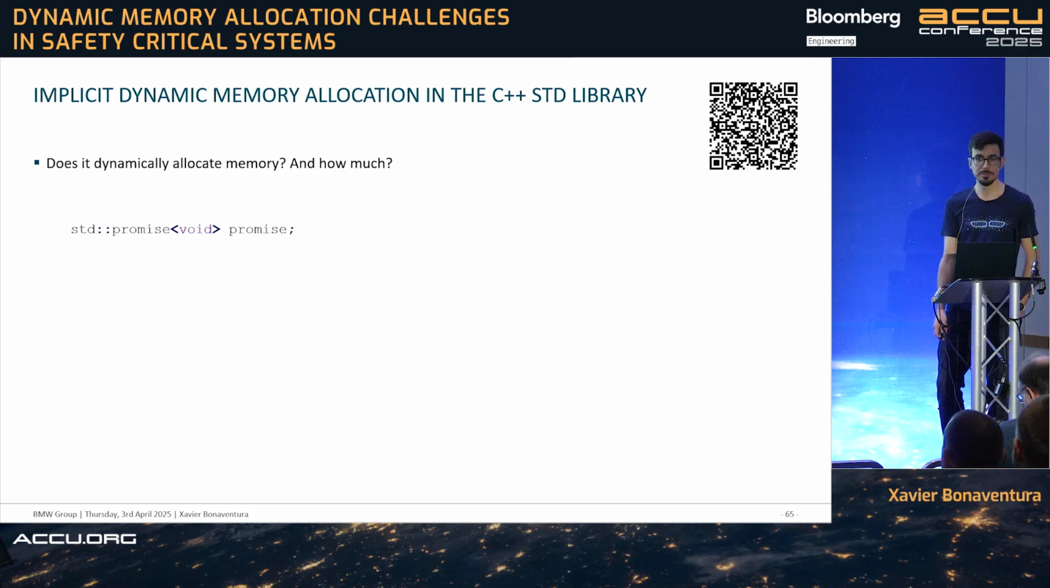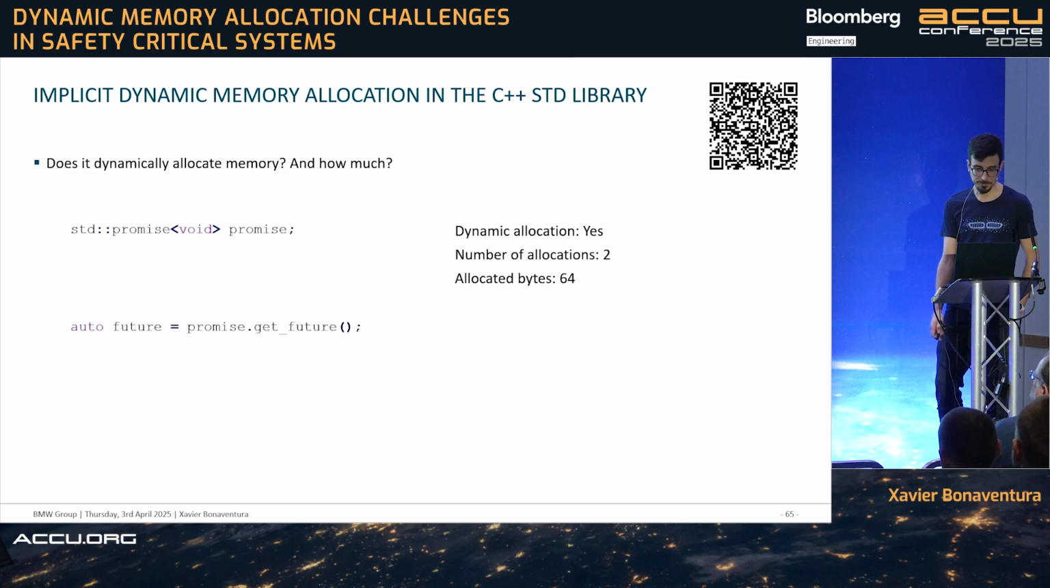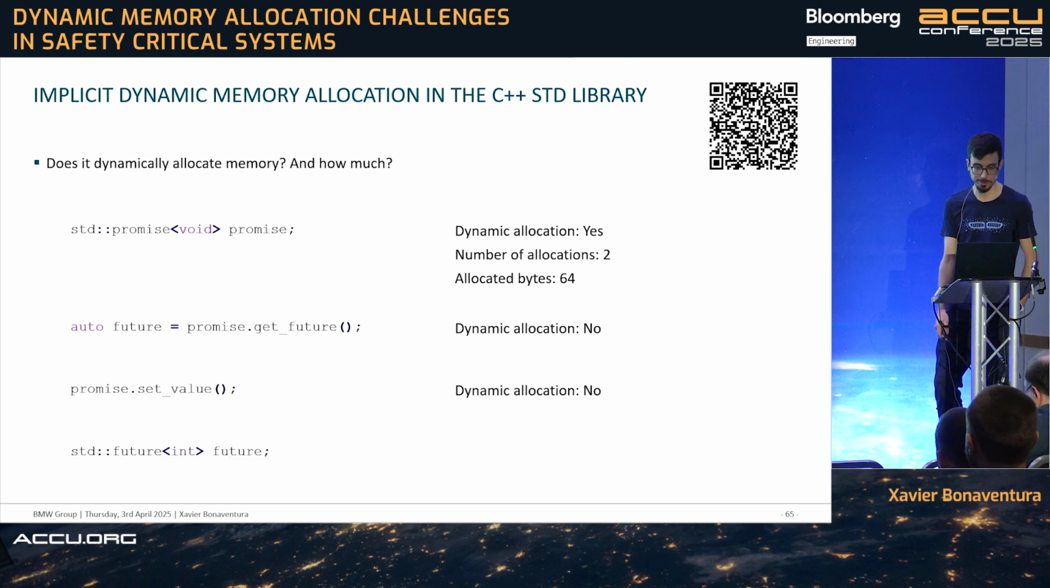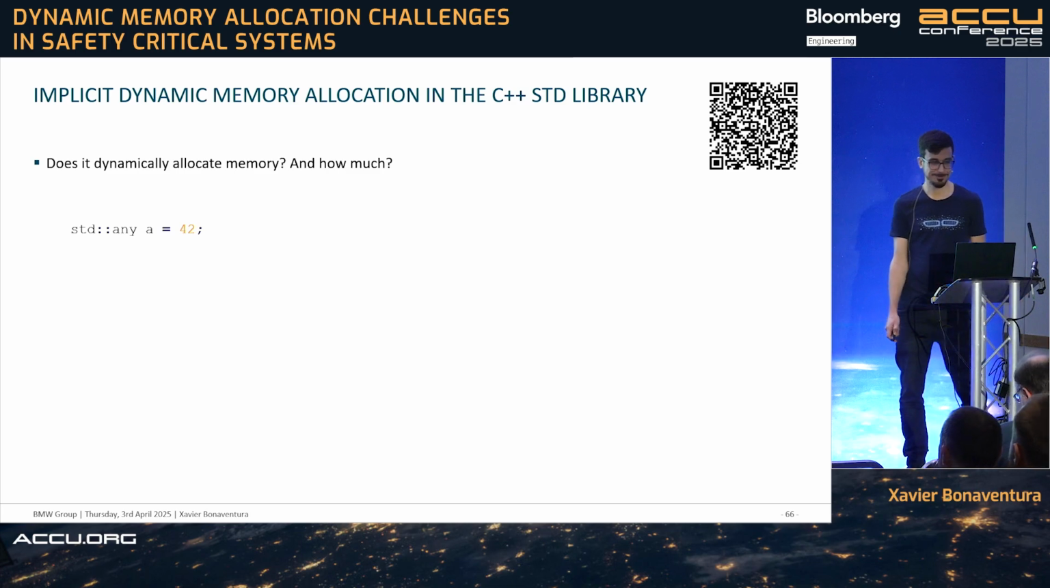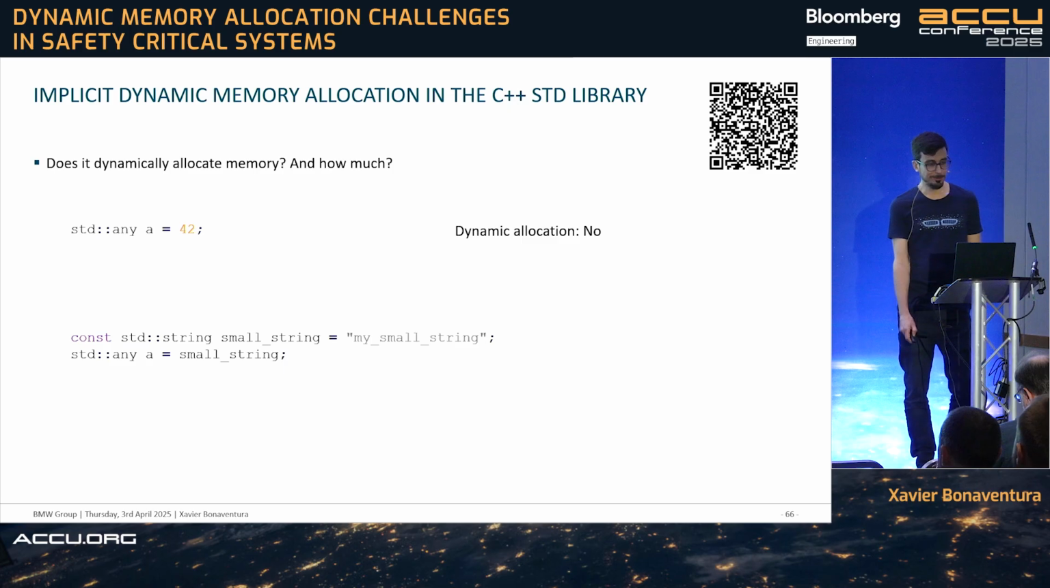Okay, we want to create a promise. Does it allocate? Yes, it allocates. It already grabs all the memory. What if we want to call get_future on a promise? No, we already did everything on the promise. What about if we want to set the value? No, I mean, we already paid for it. And if we create a future? Also no. std::any, 42. No. A std::any with a smaller string.